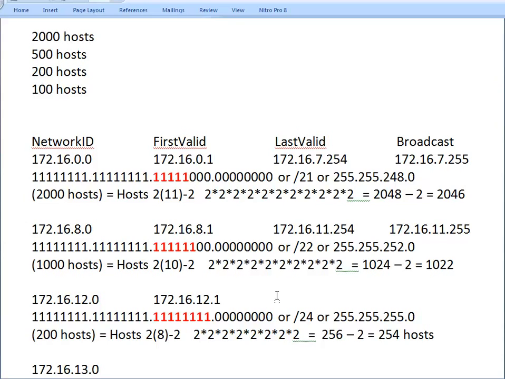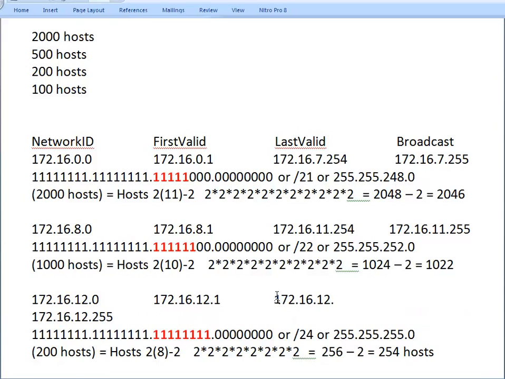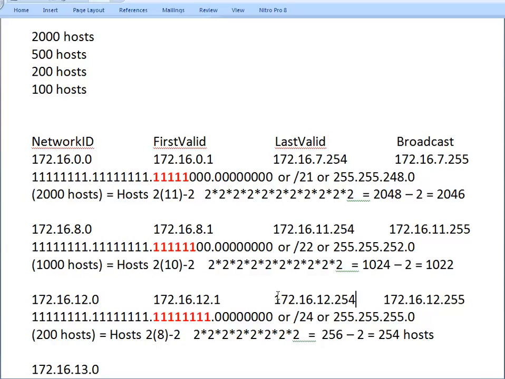So the last valid address and broadcast is the next network ID minus 1. So 172.16.12.255 is the broadcast, and the last valid address will be 172.16.12.254. Done. So we got 200 hosts as well. And the last we're going to need is 100 hosts.